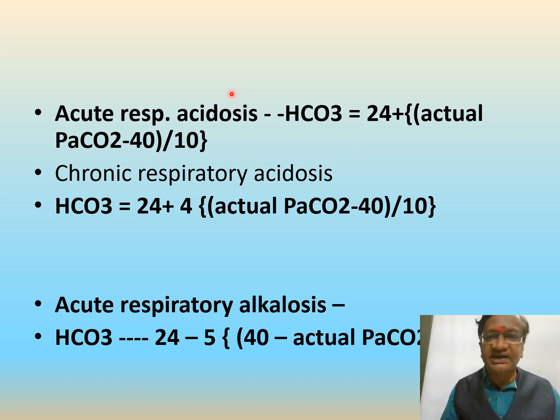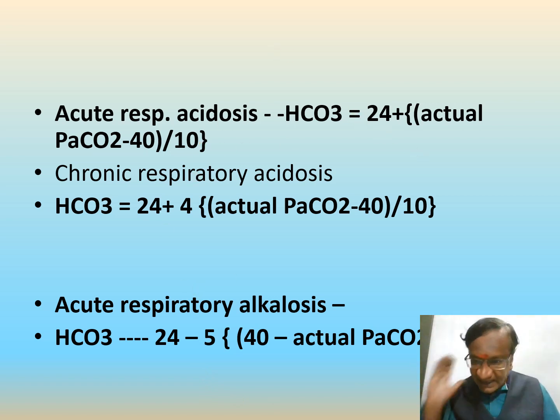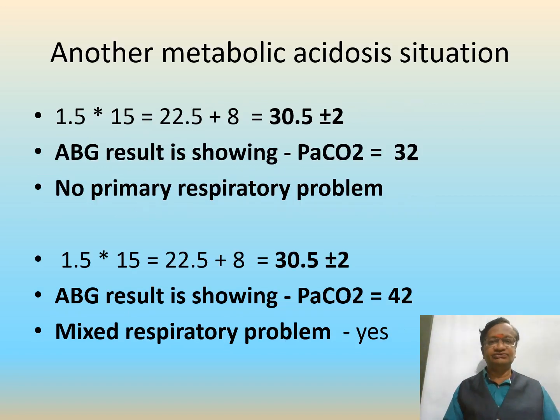In an acute respiratory acidosis, how much is the change? HCO3 is 24 plus actual PCO2 minus 40, divided by 10. In chronic, yes, there is already some compensation. For acute respiratory alkalosis, 24 minus, this is a formula. So this is what we should know. One by one, I will again clear and tell you.